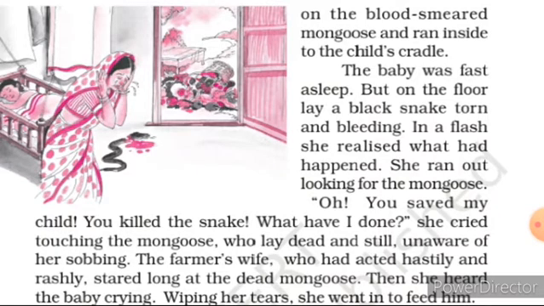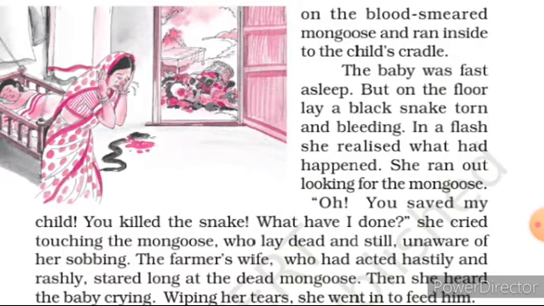Listen carefully. Oh, you saved my child. You killed the snake. What have I done? She cried, touching the mongoose, who lay dead and still unaware of her sobbing. The farmer's wife, who had acted hastily and rashly, stared long at the dead mongoose. Then she heard the baby crying. Wiping her tears, she went in to feed him. Now again repeat, children. Read louder, pronounce it properly, open your mouth and read.